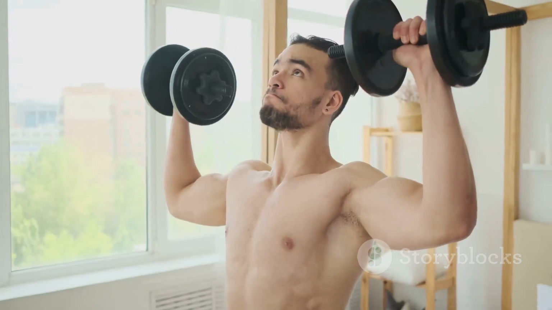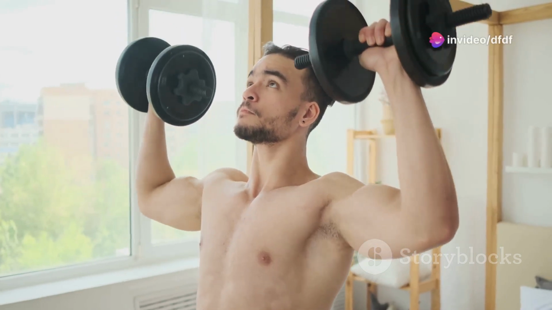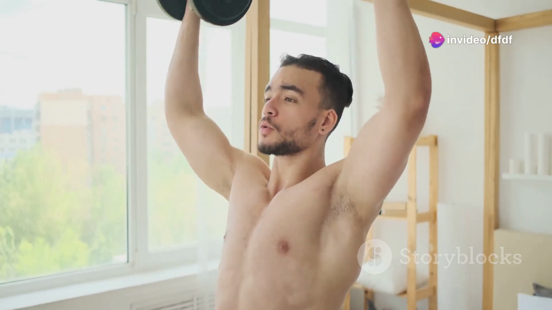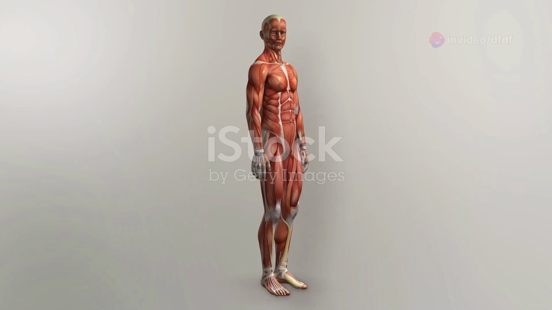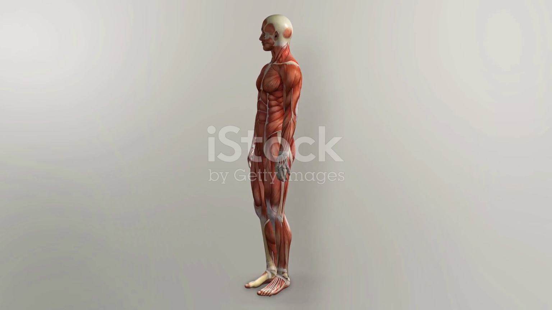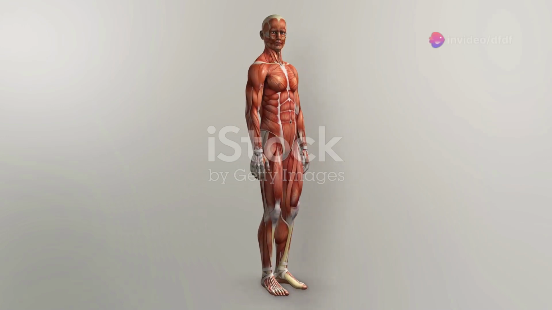Now, let's not forget about progressive overload. This principle involves gradually increasing the weight, frequency, or number of repetitions in your strength training routine. To see continuous improvement, add small increments of weight to your shoulder exercises every week or two.